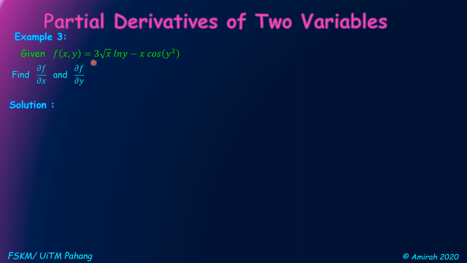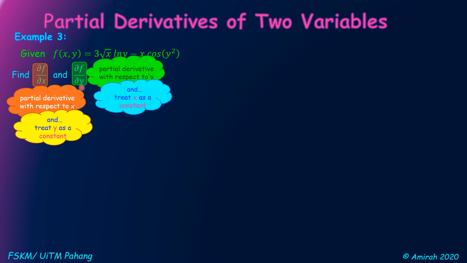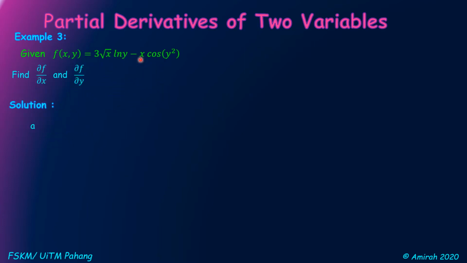Given f(x,y) equals 3 sec x ln y minus x cos y squared. Find del f over del x and del f over del y. Del f over del x here means partial derivative with respect to x, and we treat y as a constant. And del f over del y means partial derivative with respect to y, and we treat x as a constant. Alright? Okay, now we find del f over del x first.